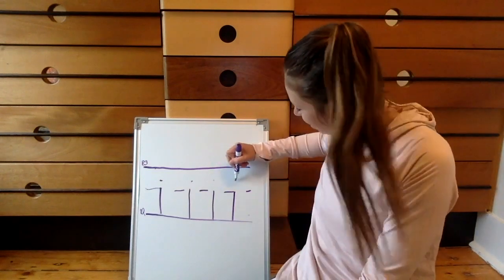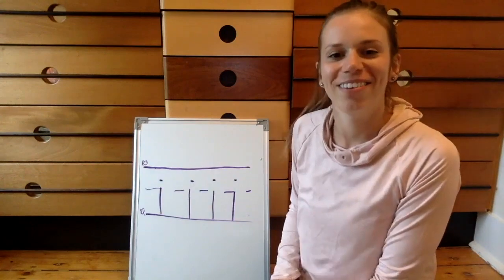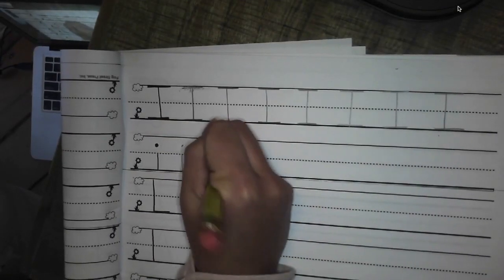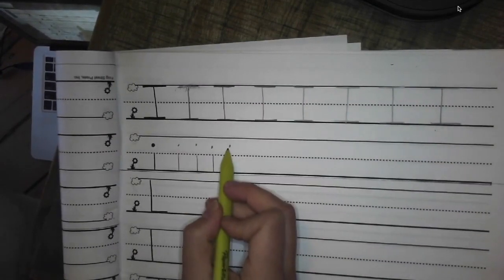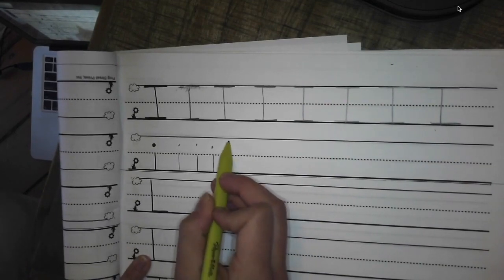You can make your dots a little bigger if you like it like that. That's good too. Your turn. Look at my dot. It's right in between the dotted line and the top line.